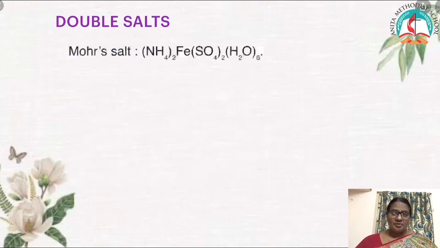Mohr's salt. How to prepare double salt? Just take two simple salts, prepare saturated solutions, mix them well, boil them and allow them to crystallize. Here I have an example which is called Mohr's salt or ferrous ammonium sulfate. As the name suggests, I mix ferrous sulfate and ammonium sulfate and allow it to crystallize.